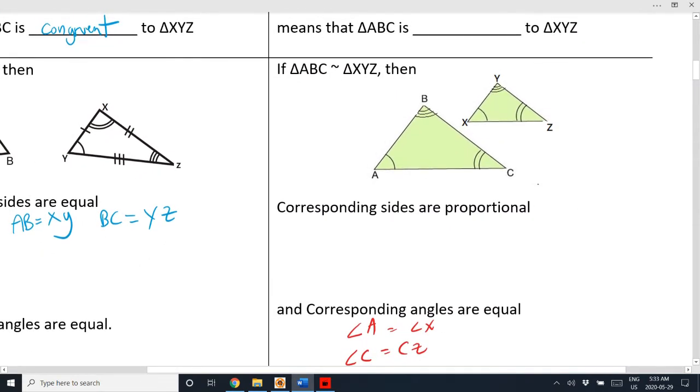Looking at this, because we've matched up our angles here, we can see that certain sides are related to each other. So if we wanted to see the proportions, what we can do is look at how much bigger the big side is compared to the small one. So we can think of the distance between A and C, and we want to divide it by the similar side, XZ.